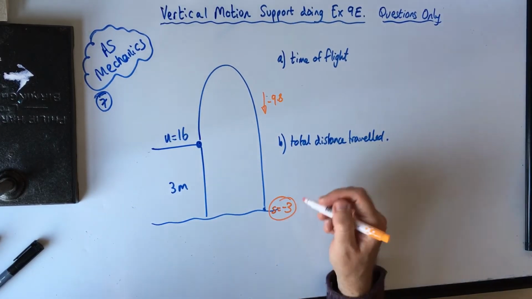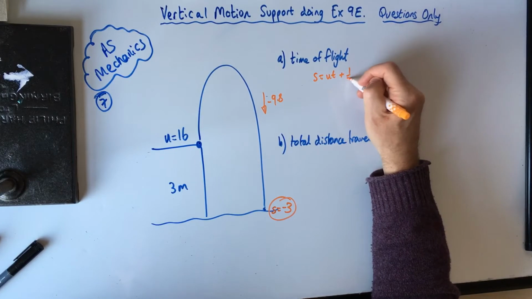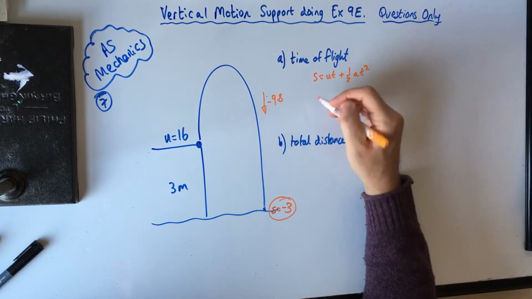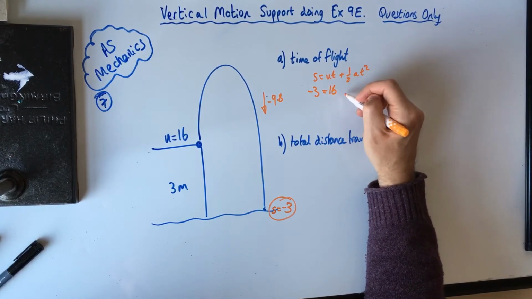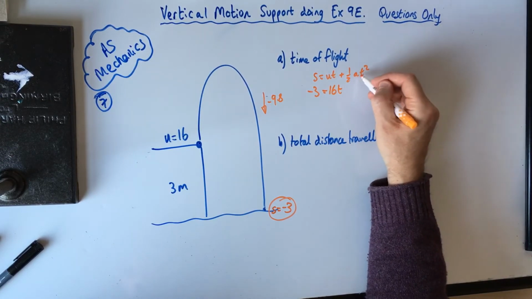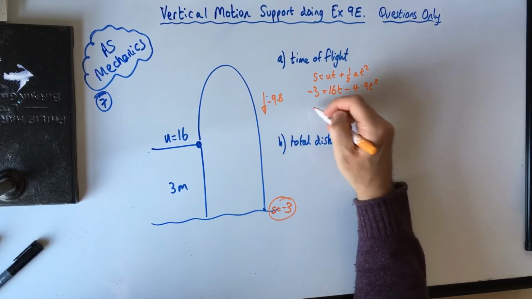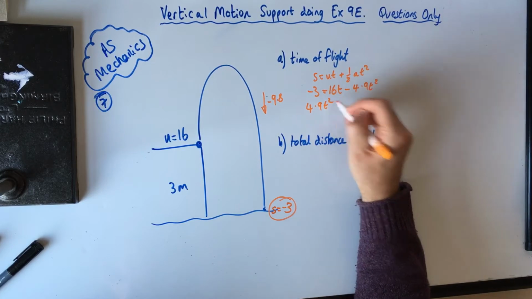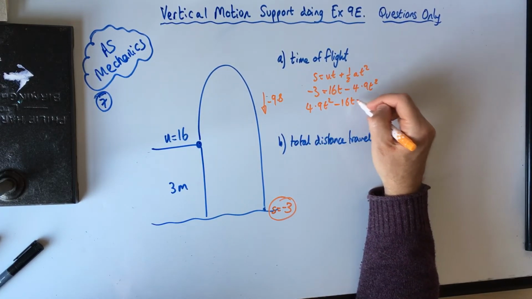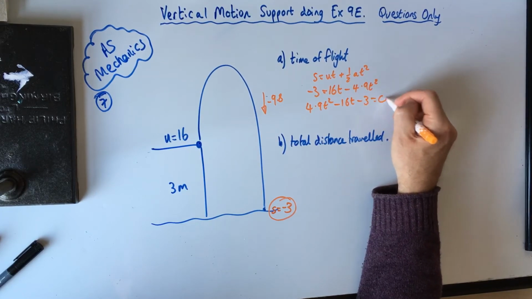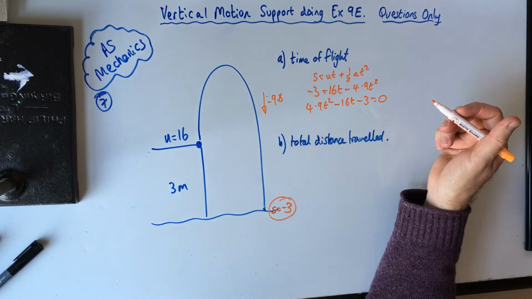Okay, so we're just going to put that into s is equal to ut plus a half at squared. Now s is going to go in as -3, so that is going to be 16t. Half of minus that is minus 4.9 t squared. Everything over to one side and we get 4.9 t squared minus 16 t minus 3 is equal to 0. And there you've got a quadratic. You're going to put that in.